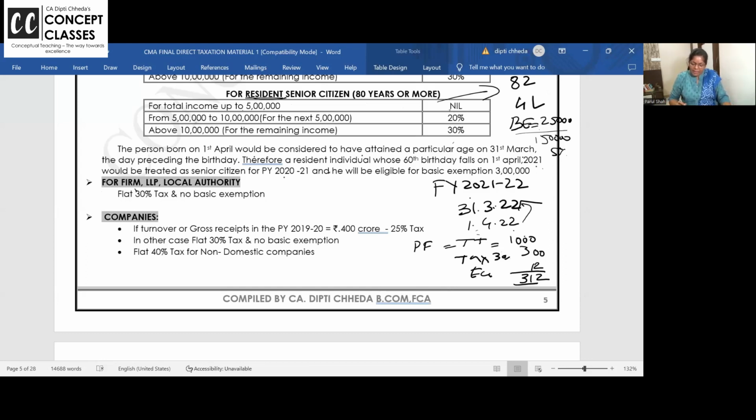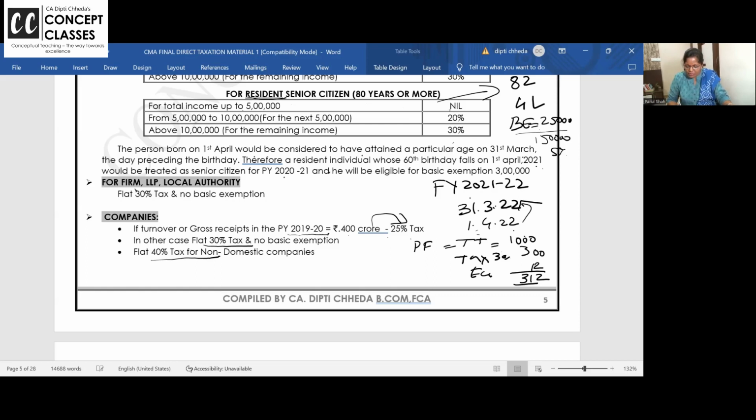Okay, coming now to companies. Indian companies, domestic companies, pay tax at 30% flat. Foreign companies pay tax at 40% flat. Indian companies have some concessional rates. In the financial year 2019-20, if your turnover is up to 400 crores, meaning it's a small company, for them what is the tax rate? 25%.